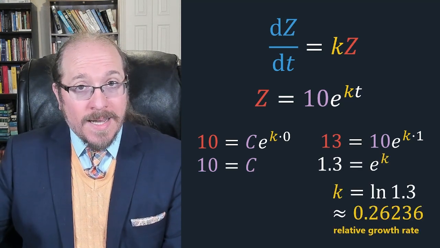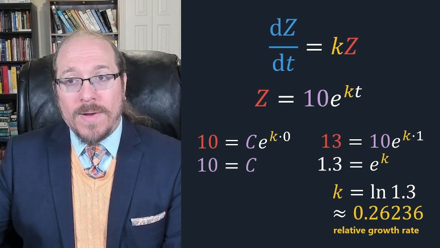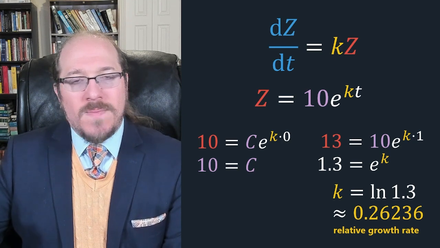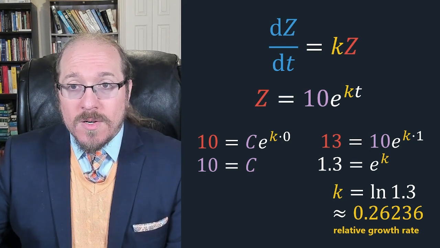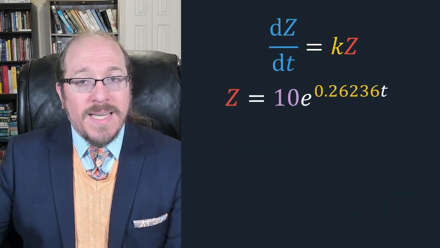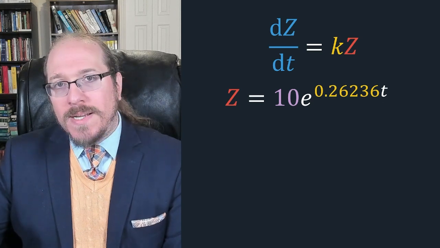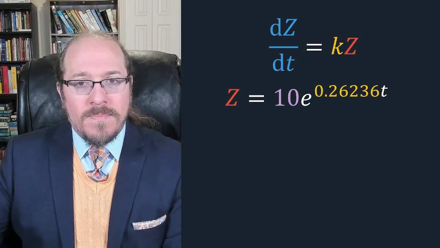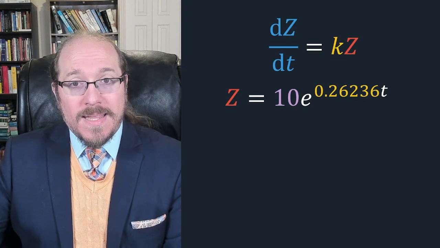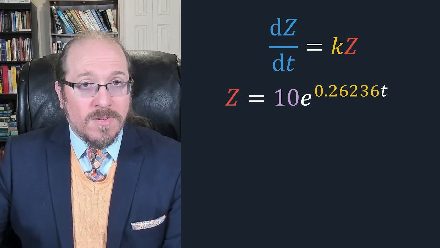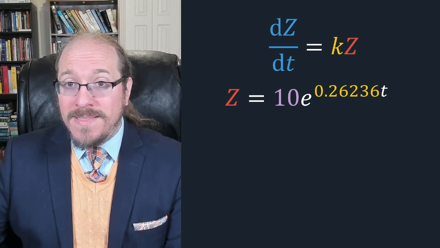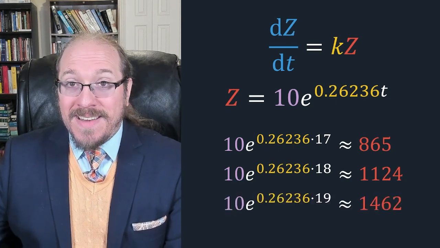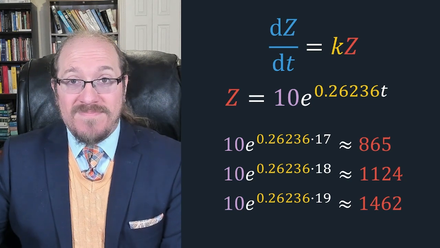If we solve for k using a little bit of algebra, we get k equals the natural log of 1.3, or about 0.26236. By the way, that number k is sometimes called the relative growth rate. So our final model for population growth is z equals 10 times e to the 0.26236t power. That should give us the approximate number of zombies in the student body at any time t measured in days. That's the particular solution to the differential equation that describes our situation. And what that means is that by day 18, we've already surpassed 1,000 zombies. And by day 19, it's over 1,400. That's terrifying.